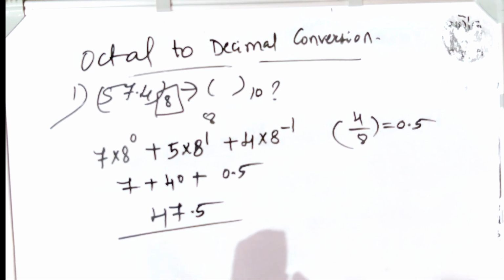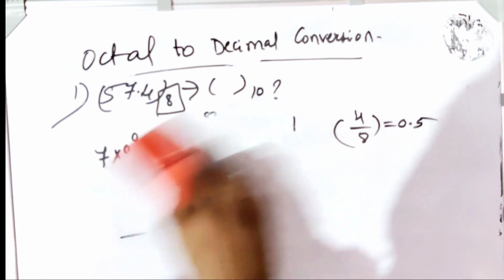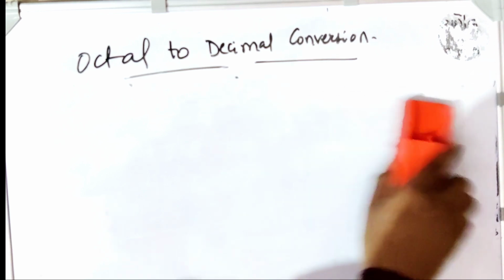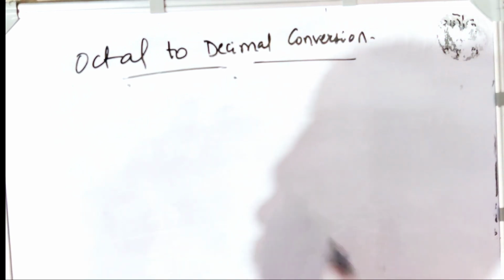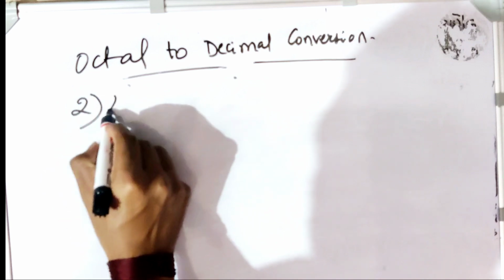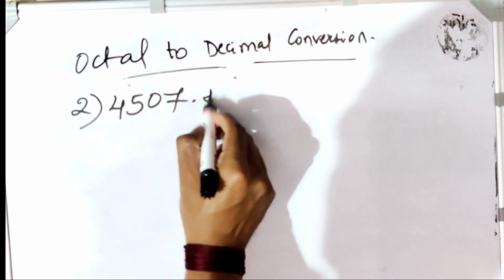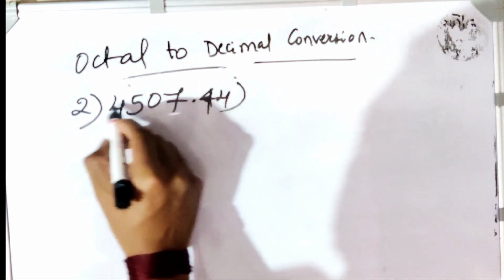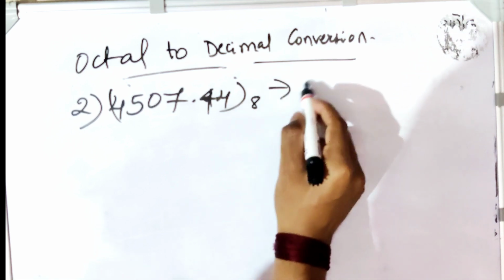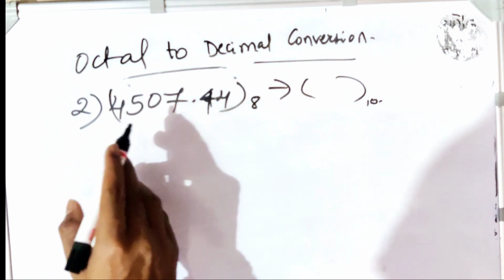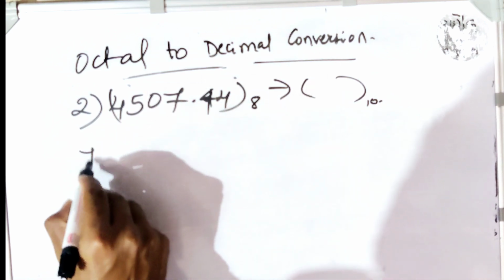So we'll solve another problem which is a little bit lengthy. 4507.4444 in octal to decimal. It is very simple. We will solve it quickly.